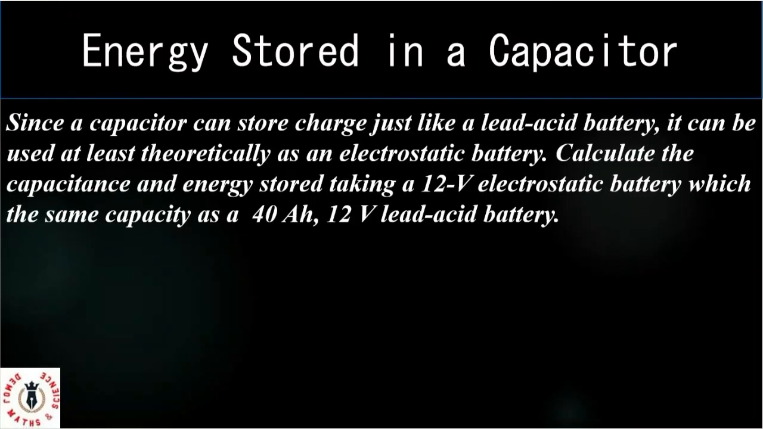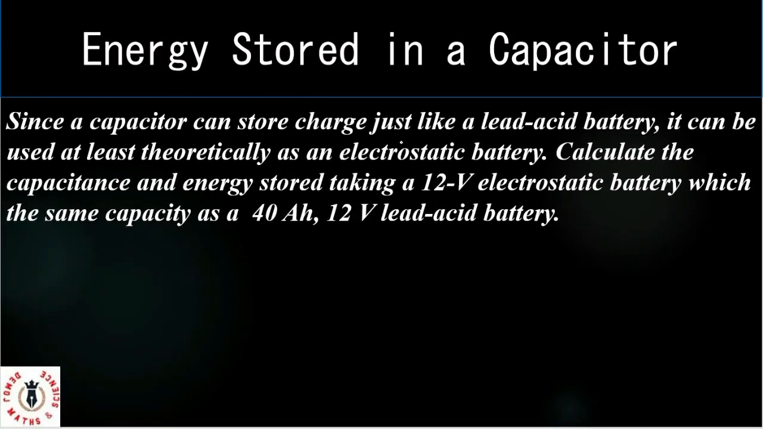Our question says, since a capacitor can store charge just like a lead acid battery, it can be used, at least theoretically, as an electrostatic battery. We have to calculate the capacitance and energy stored, taking a 12-volt electrostatic battery with the same capacity as a 40 amp hour 12-volt lead acid battery. From above, we've been given a lead acid battery of 12 volts, which can theoretically be used as my capacitor. So my V here is the voltage across the lead acid battery, which is 12 volts, and it has a capacity of 40 amp hour.